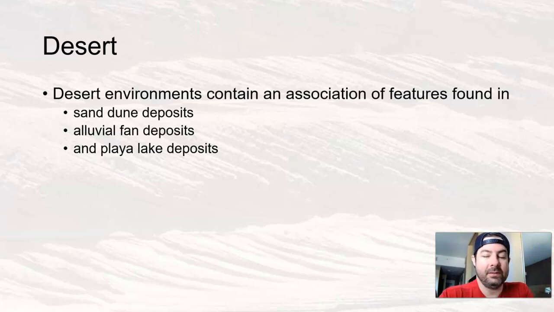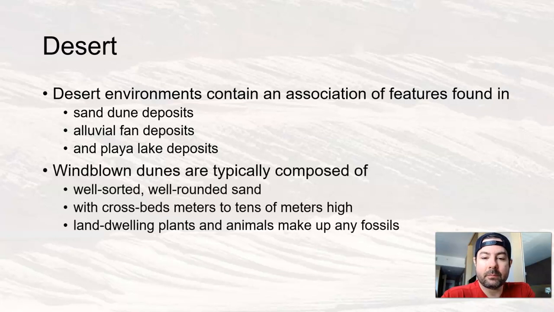Just because it's a desert doesn't mean it has to have sand dunes, but if in the geologic record we're seeing evidence of sand dunes, that could indicate a desert environment, because there are many deserts that have sand dunes. The Sahara Desert, for example. Speaking of dunes, let's focus on that for just a second.